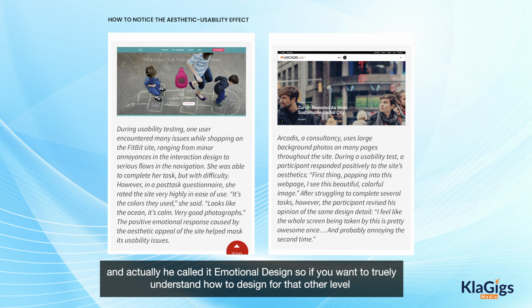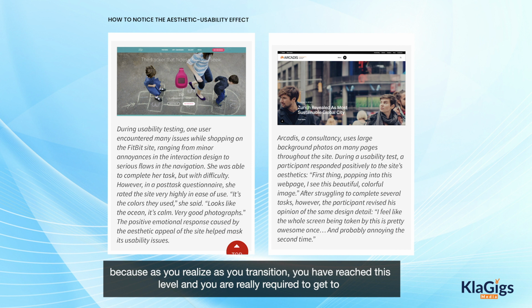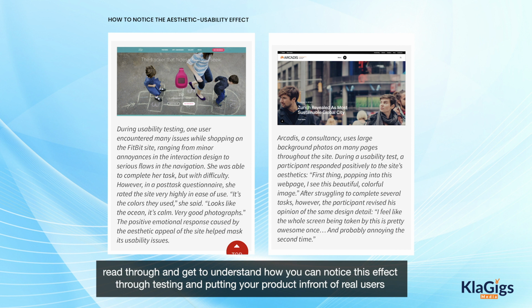So if you want to truly understand how to design for that other level, which is called the emotions, this is where the aesthetics actually kick in, and this is where aesthetics are very, very important, because as you transition, you reach this level and you really are required to do this type of designing for emotions. So guys, this is actually what happened in this other test. You can read through and understand how you can notice this effect through testing and putting your product in front of real users.